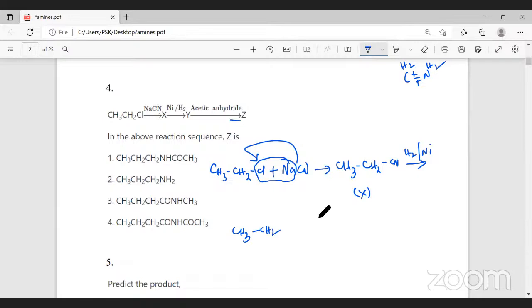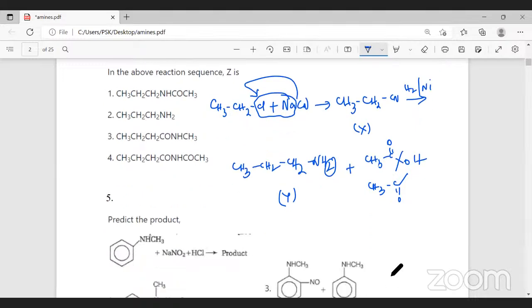Here this carbon is forming CH2 now, and this nitrogen is again forming NH2. This is Y. When you allow it to react with acetic anhydride, CH3C double bond O, O, CH3C double bond O, this is acetic anhydride. What happens is, one of the hydrogen atoms reacts with oxygen. This hydrogen attacks oxygen. So therefore, the byproduct formed is CH3COOH, acetic acid.